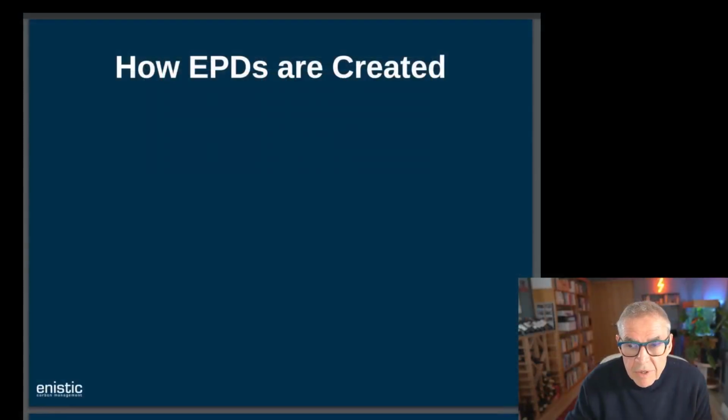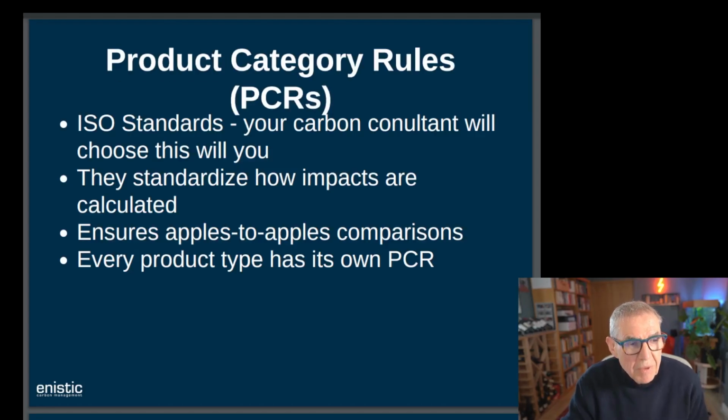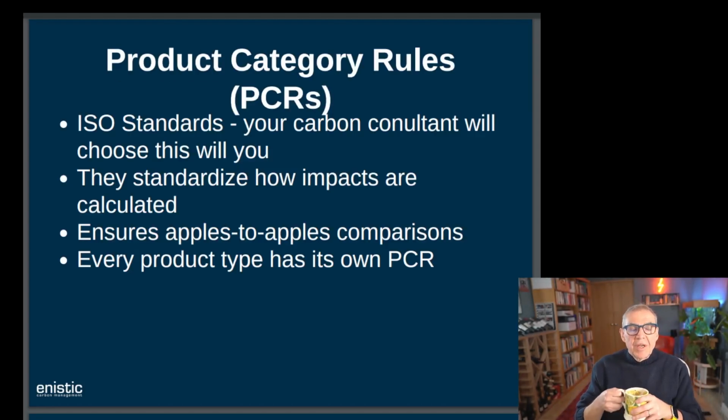Let's get back to the presentation here. We're on the home straight now. So that's how they're created. Let's just talk a bit about the product category rules. What they do is they ensure standardization. So it means that if someone's producing, for example, door frames.